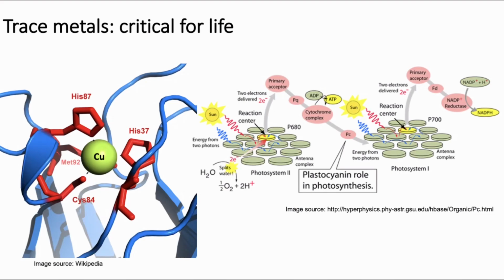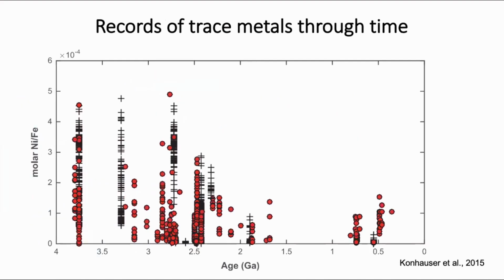Well, how do we know about these records of trace metals through time? We can see them in the rocks that these oceans have left behind. This is a figure of molar nickel to iron ratio on the y-axis and time on the x-axis, back 4 billion years. All I want you to take away from this plot is that throughout Earth's history, we have records of trace metals, which can tell us something about ocean chemistry and the availability of these different metals for life to diversify and for different metabolisms to evolve.